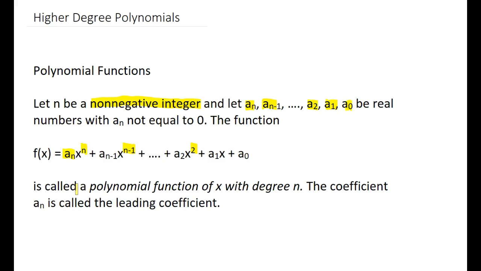Okay, so if you've got all that stuff, you've got a number times x to the n plus another number times x to the n minus 1, all the way down to just a constant by itself, then you have a polynomial. And the highest exponent is the degree of your polynomial. And the lead coefficient is called the leading coefficient.